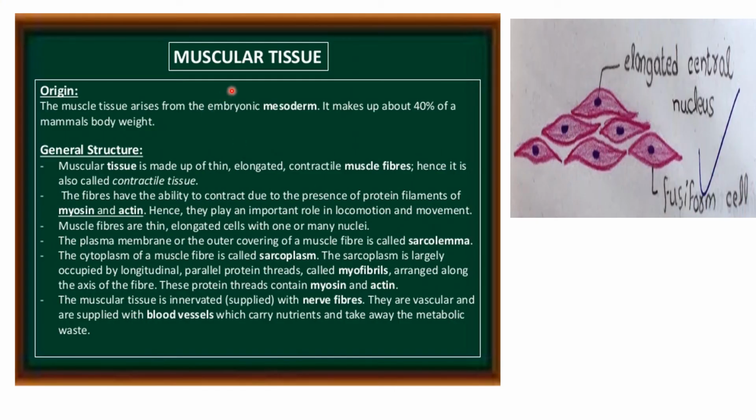Moving on to the third type of tissue, which is muscular tissue. It arises from embryonic mesoderm. It forms 40% of total body weight. They are long, elongated, contractile muscle fibers, as you can see over here. They are also known as contractile tissue. They contain two proteins, actin and myosin, which help in locomotion and movement. The plasma membrane covering the cell is known as sarcolemma, and the cytoplasm is known as sarcoplasm. Sarcoplasm contains protein threads known as myofibrils, which contain actin and myosin.